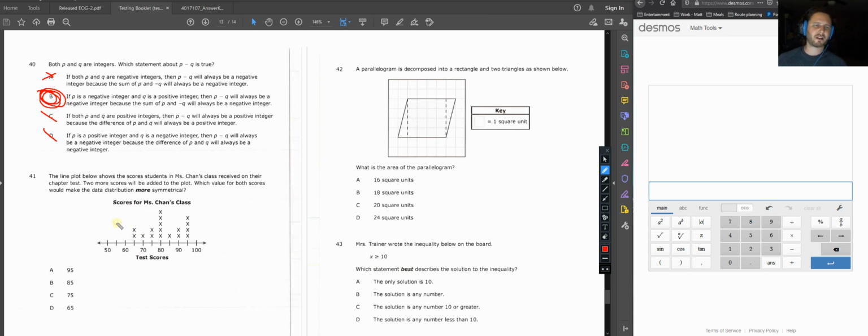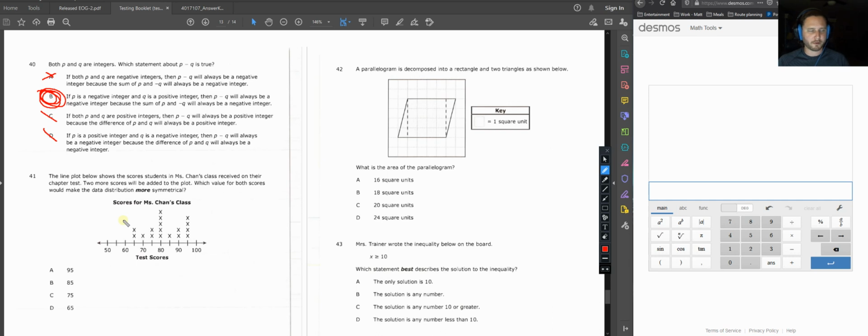For number 41, this one's a bit tricky because it doesn't really work as well as some of the other statistical problems. It's saying that 2 more scores will be added to this plot, and it's asking what value for both of these scores could I add to make this data more symmetrical. What they mean by that is they want everything to come out balanced. They want everything to be perfectly balanced. Think of Thanos and the Infinity Blade. Everything has to be perfectly balanced.